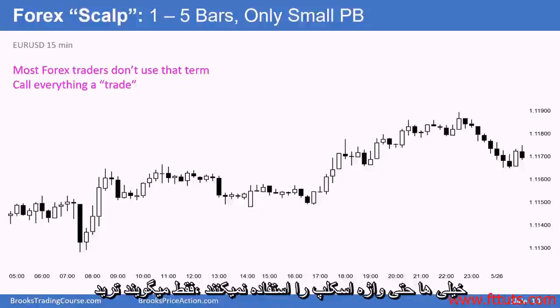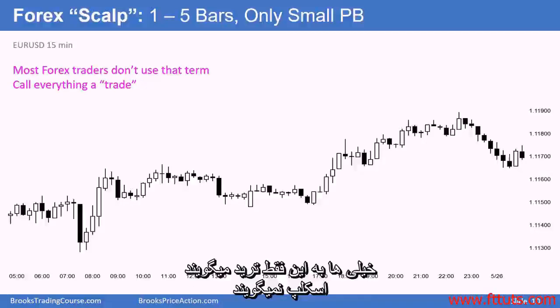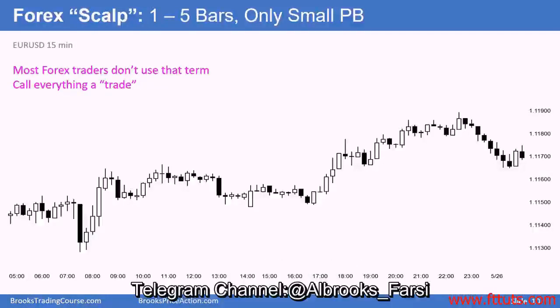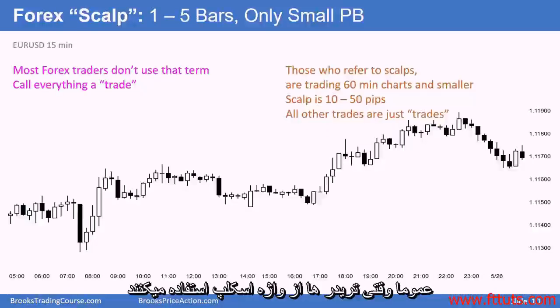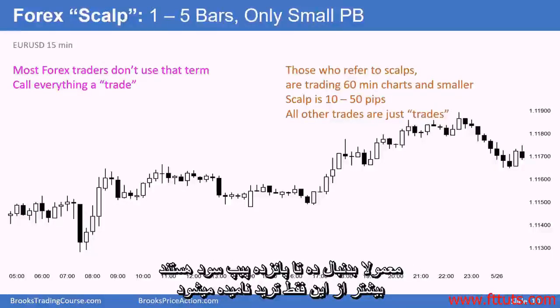And a lot of Forex traders don't even use the term scalp. Everything is a trade. So it does not matter if you get out with a 5 pip profit or an 11 pip loss. A lot of Forex traders just say it's a trade. They don't say it's a scalp. In general, when traders do use the term scalp, they're talking about trading smaller time frame charts, not hourly charts. Usually they're trying to make 10 to 50 pips profit, and any trade more than that they'll call just a trade.